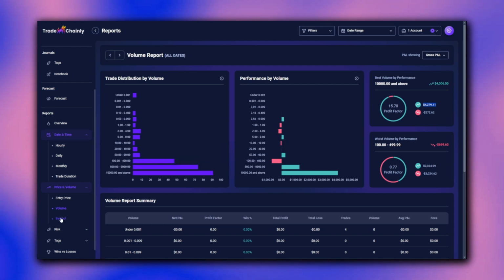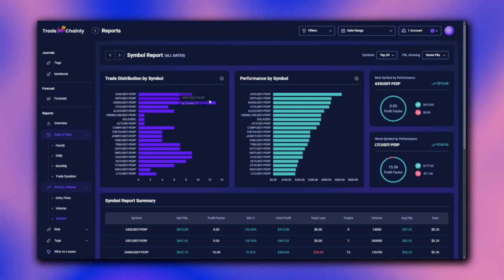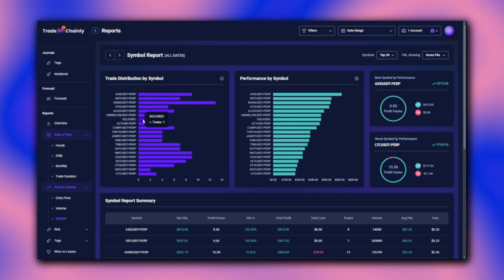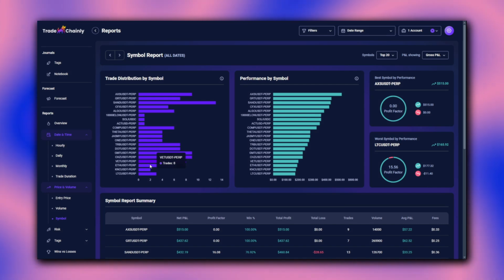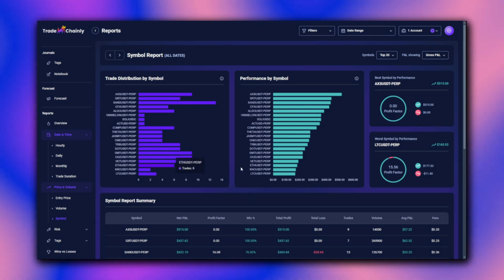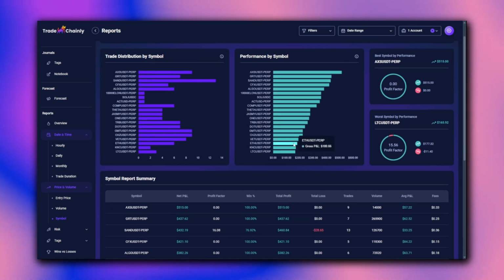Alright, now let's see which symbols are really pulling the weight in your portfolio. This is a map of where your profits actually come from. Maybe Solana makes up a small portion of your trades but contributes most of the P&L. Or Ethereum trades are numerous but less profitable. Use it to prune your list. Trade more of what works, less of what doesn't.